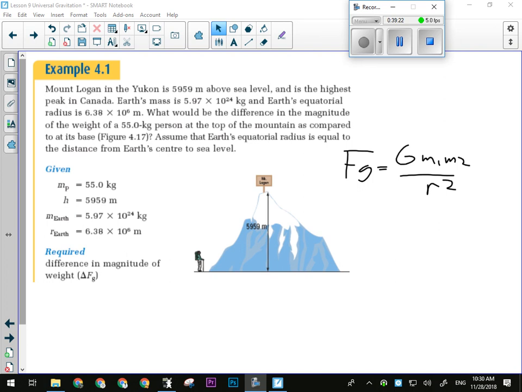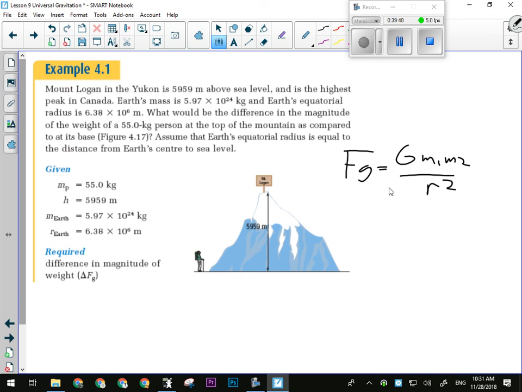Okay, so it sounds like a few people are getting this finished here. Really all we have to do in this question is do this calculation twice. The second time around, we're going to add the height of Mount Logan to the radius of the Earth, because we'll be that much further from the center of the Earth on the top of Mount Logan.